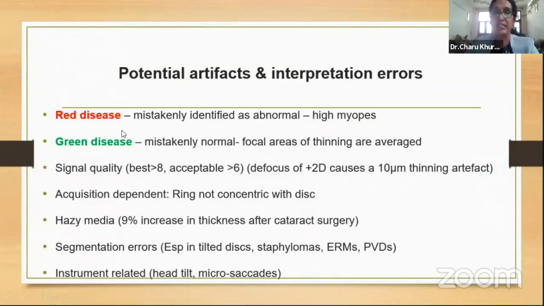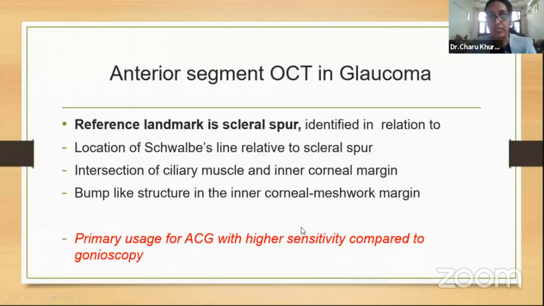So there are artifacts. Red disease, as we just saw, where we could identify high myopes as mistakenly abnormal. Green disease, where focal areas when thinned are average, and you could be missing out areas of focal loss. Signal quality we've covered, depends on the machine. So for the OptiView, a signal strength of more than 40 is better. For the Cirrus, more than 6 is acceptable. The ring being concentric with the disc is important, and often with cataract, we might get thinner RNFL, so it's a good idea to repeat the scans after the cataract surgery is done.